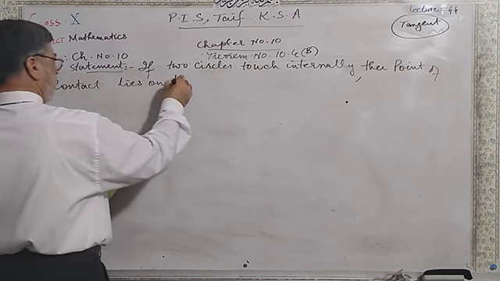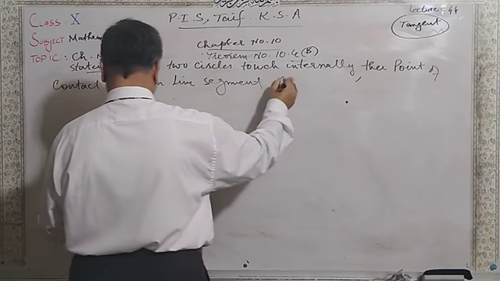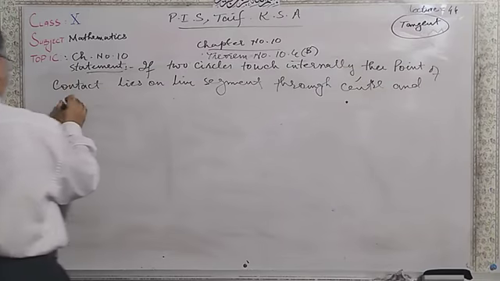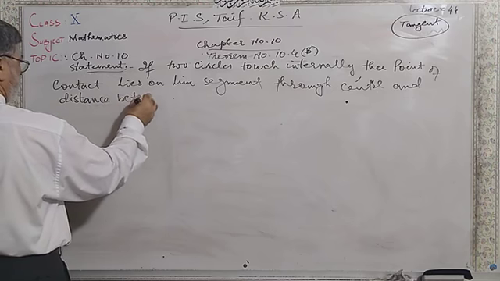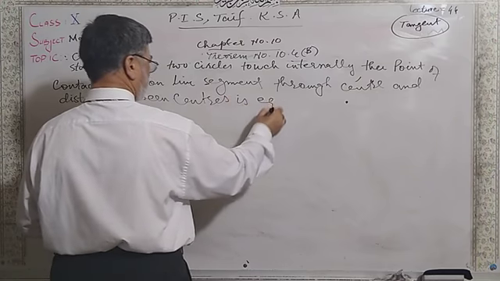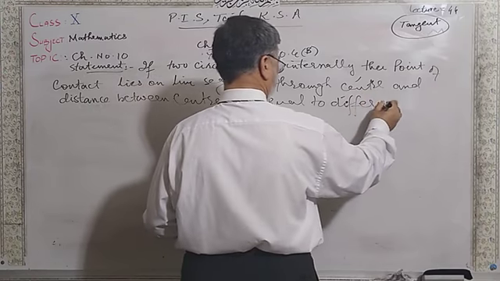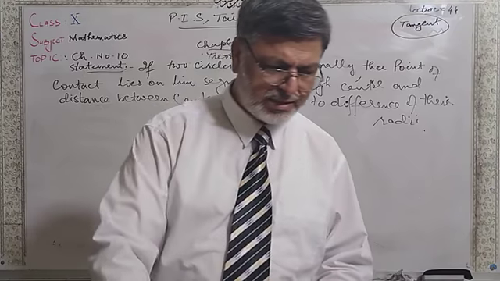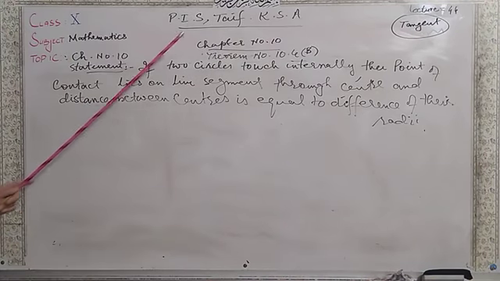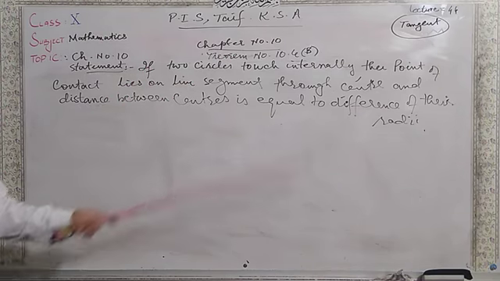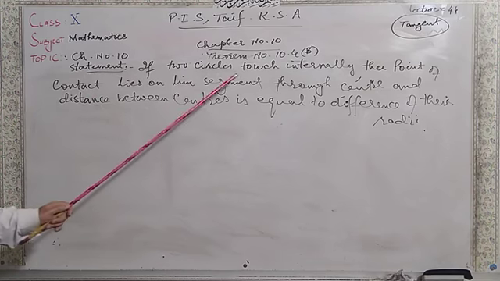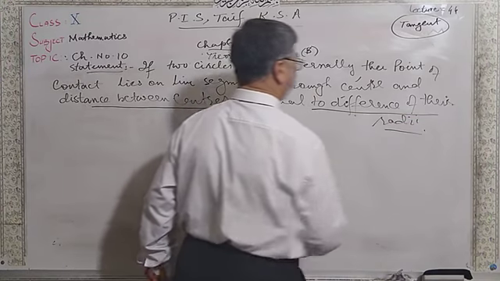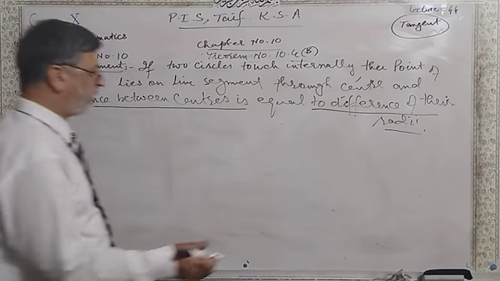lies on the line segment through the centers, and the distance between the centers is equal to the difference of their radii. What is the statement of theorem 4B? If two circles touch internally, then the point of contact lies on the line segment through the centers, and the distance between the centers is equal to the difference of the radii. This is actually what we have to prove.